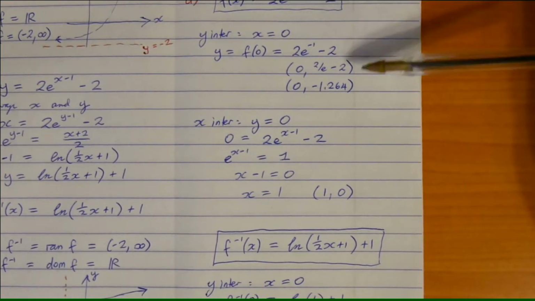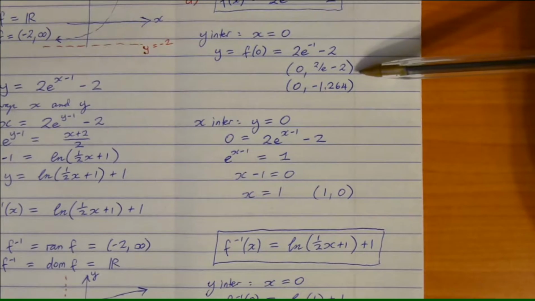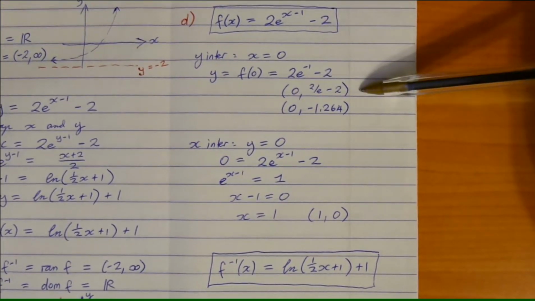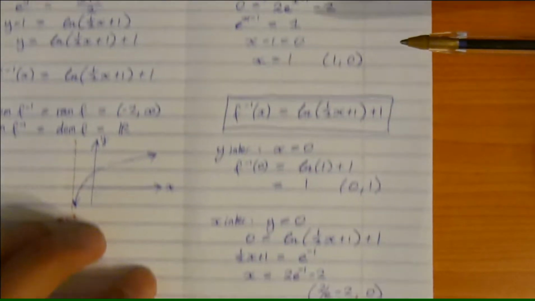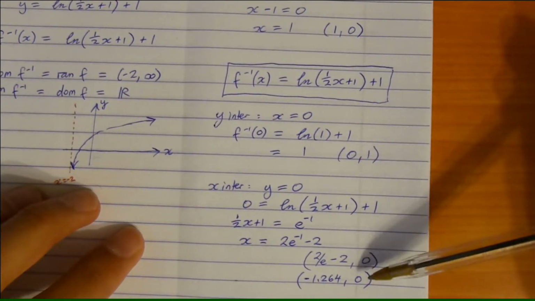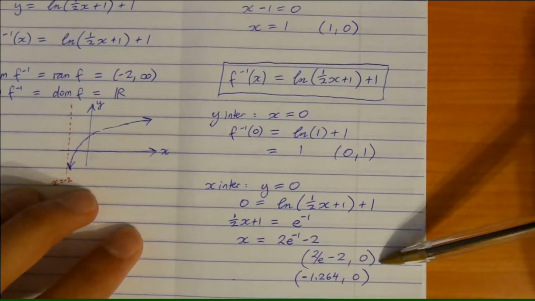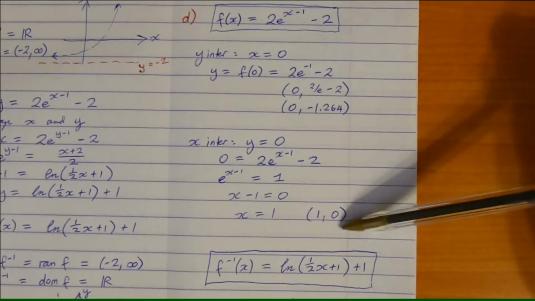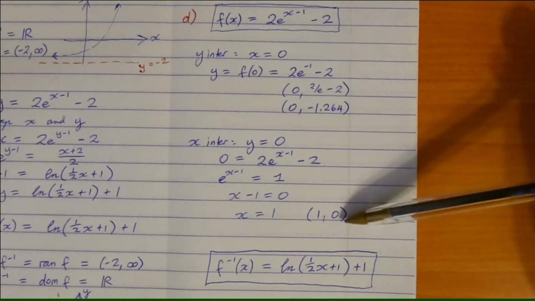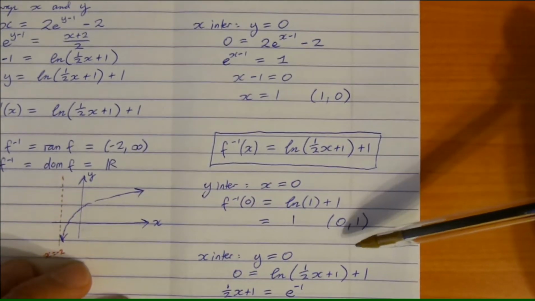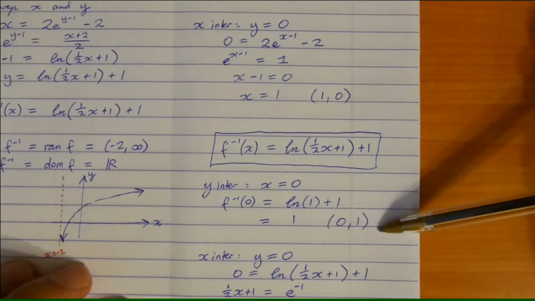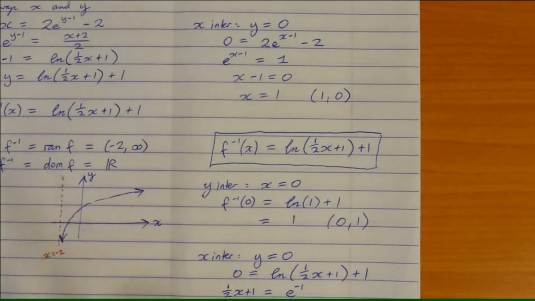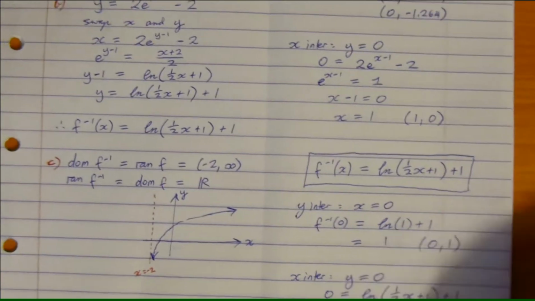Now guys, you'll note here that the x and y intercepts essentially swap around between the two graphs. So up here where I had my y-intercept at 0, 2 over e minus 2 for my initial graph, you can see down here that it's actually swapped, and it's now become my x-intercept. As well as up here, I had an x-intercept of my initial graph at 1, 0, which has now swapped around and become my y-intercept at 0, 1. So that all lines up nicely. So now I'm ready to do the sketch of the graphs.